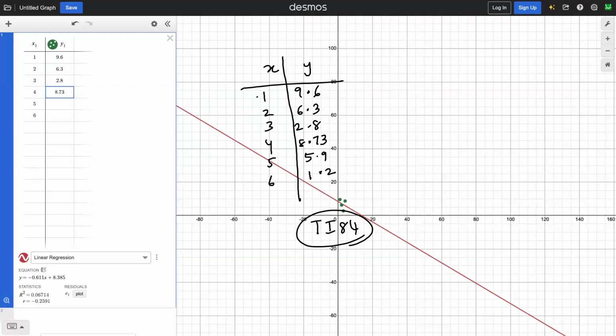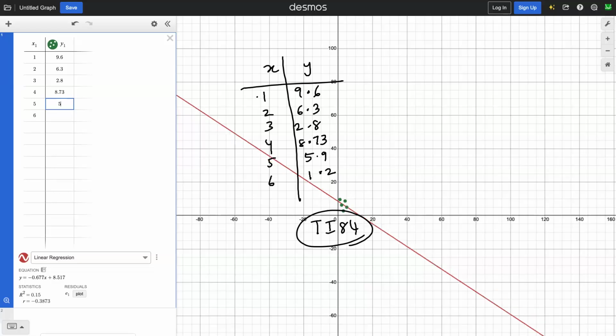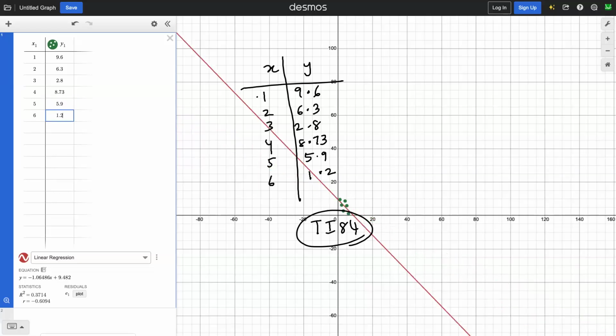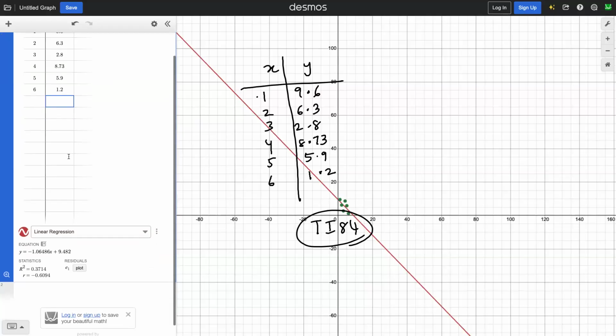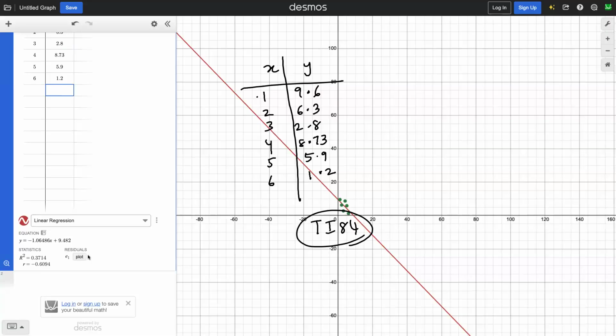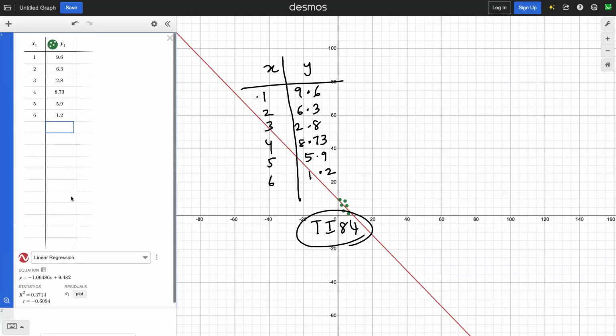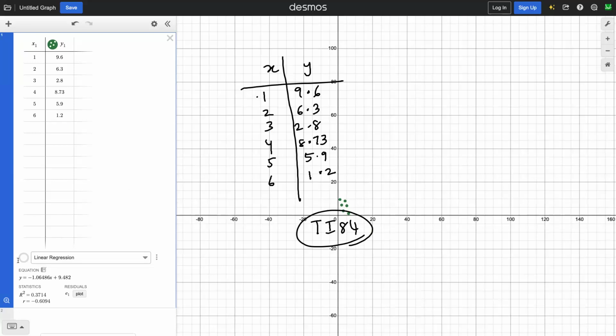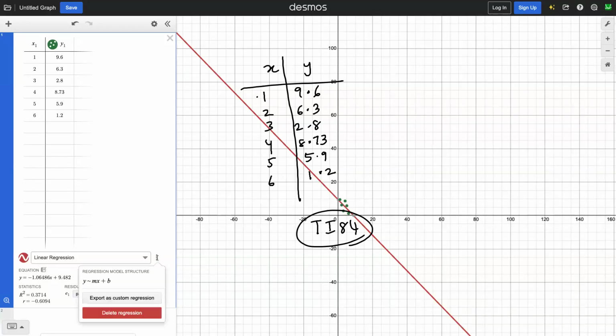Let's see. But Miss Priya, can you help me on it? So I'm plotting for you. I'm putting out the table values, right? Do you want me to do it in Desmos? You wanted me to do it in TI-84 Calc? Wherever you want, I'll do and show you. If you round the R value, you get negative 0.61. Did I give it to you correctly? 9.6, 6.3, 2.8, 8.73, 5.9, 1.2. Interesting. Okay. I think you got it. That's fine.